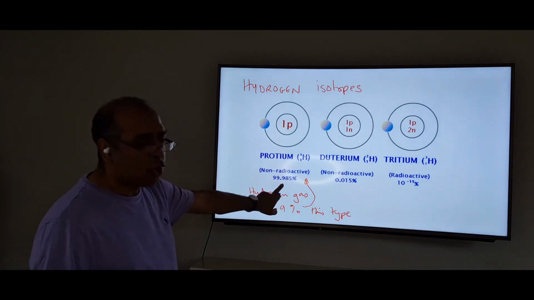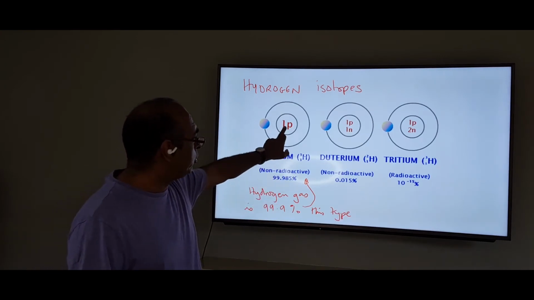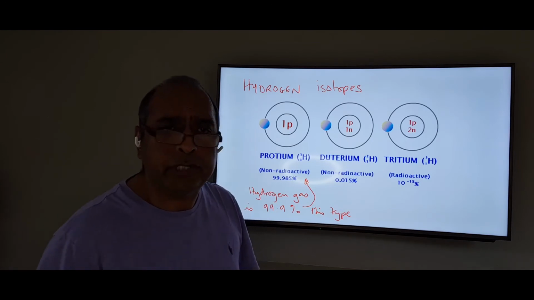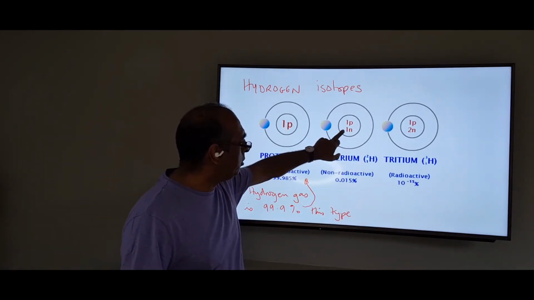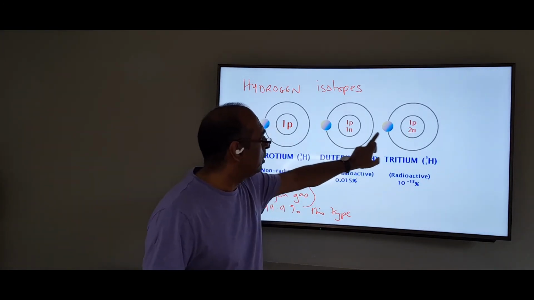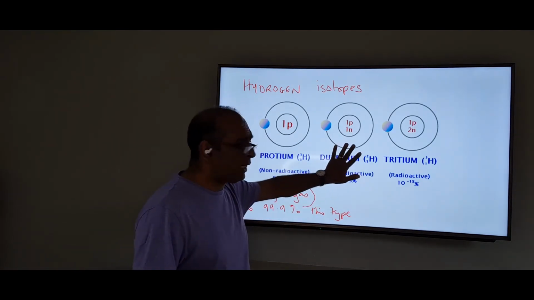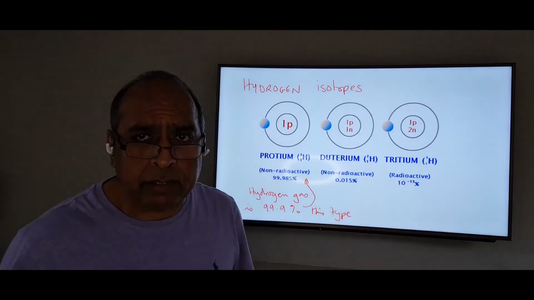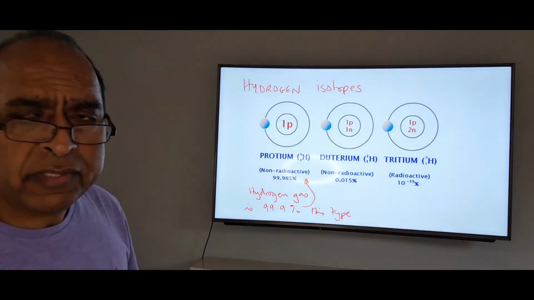99.985% is normal, this kind of hydrogen with one proton, one electron. But there is deuterium. Deuterium has one more neutron, and tritium's got two more neutrons. The number of protons is 1. That makes it hydrogen. This is a heavier kind of hydrogen, and tritium is heavier still. So they are the isotopes of hydrogen.